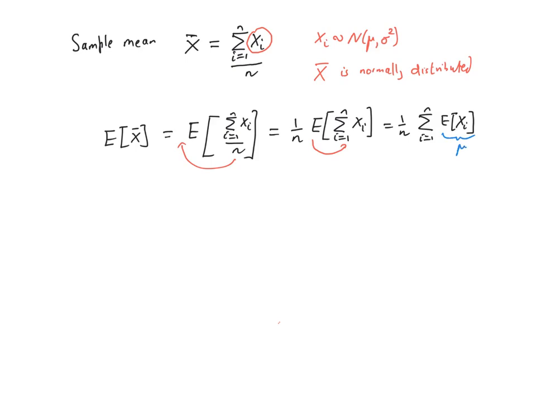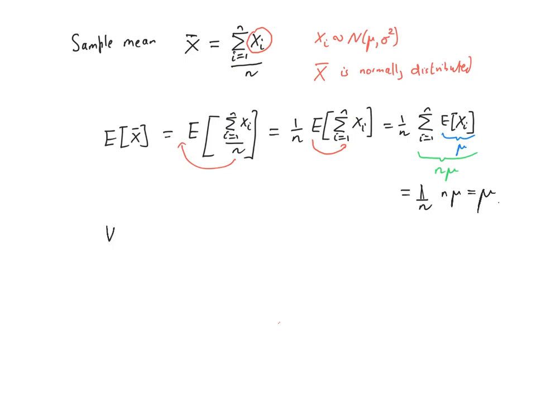So when we add up a constant mu n times, we just get n mu, and the whole thing therefore is 1 over n times n mu, which is just mu. So the expected value of the sample mean is mu, the underlying mean of the random variable, the measure of location of its distribution. And that's a good thing as far as estimation is concerned. We know that on average the sample mean is the random variable mean.